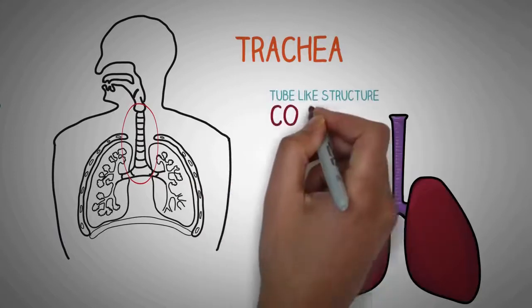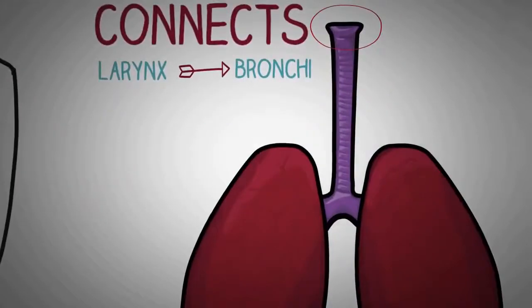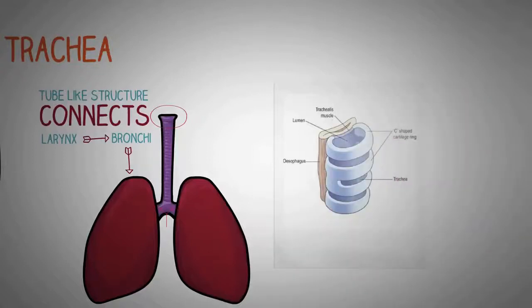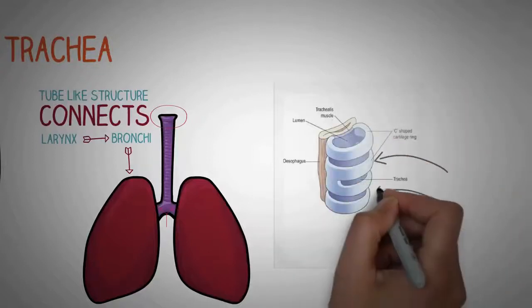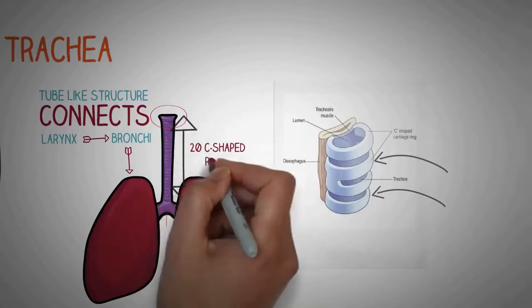The next important structure is the trachea. So the trachea is basically a tube-like structure which connects the larynx to the bronchi, and the bronchi in turn connect to the lungs. If we take a closer look at the section of the trachea, we can see that the trachea is basically made up of 20 C-shaped cartilages from above to below.